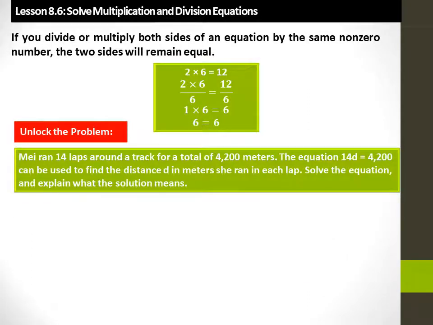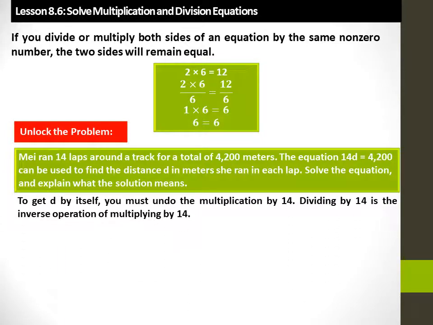Unlock the problem. May ran 14 laps around the track for a total of 4,200 meters. The equation 14d equals 4,200 can be used to find the distance d in meters she ran in each lap. Solve the equation and explain what the solution means. To get d by itself, you must undo the multiplication by 14. Dividing by 14 is the inverse operation of multiplying by 14.